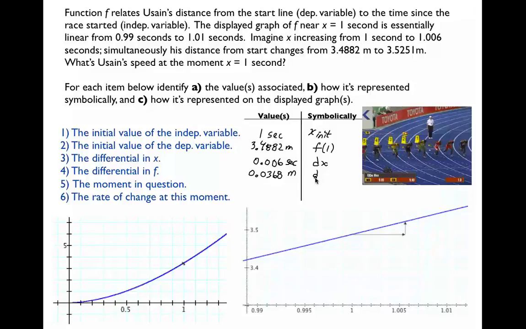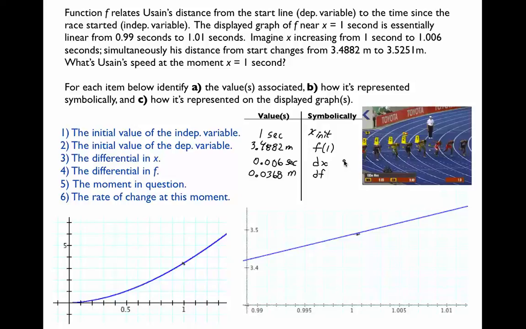Symbolically, we can use df. f is the name of the function, but we can use df to mean a change in the dependent variable. It's okay, we can do that. So df.